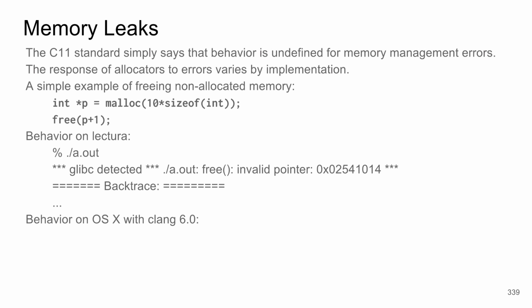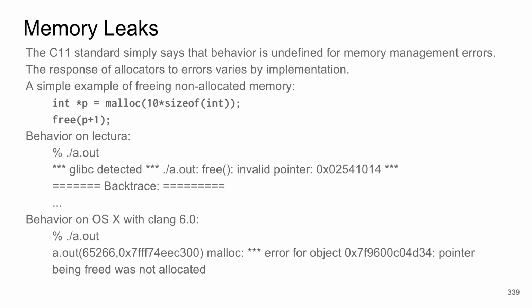On OS X with Clang 6.0, which Clang is another type of C compiler, which was an extra credit question, if we run our executable, we get this message: a.out, some value in a memory address, malloc, error for object, pointer being freed was not allocated, right? So again, this is just illustrating that the standard is just saying that it's undefined what to do if this happens, but compilers like to be nice to us, so they actually tell us what's going on. Cool? All right.